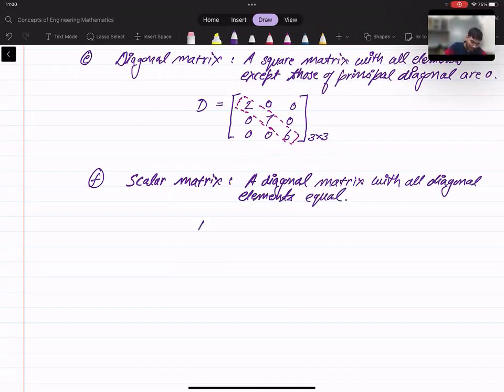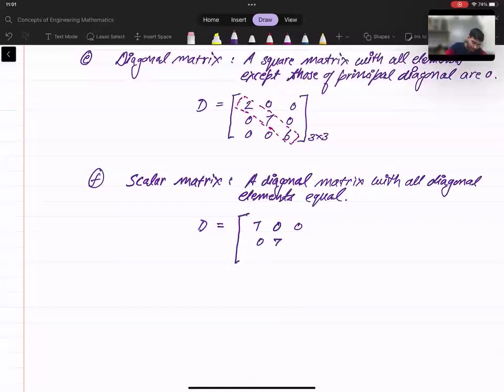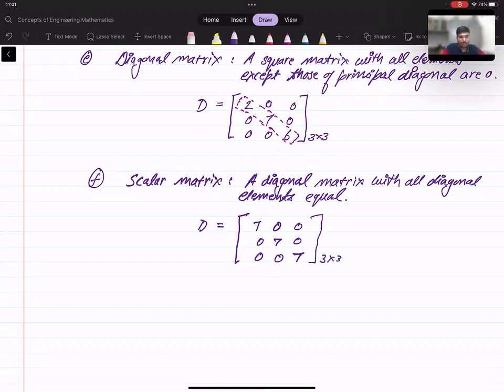So suppose again we have the matrix D, but in this case now all the diagonal elements will be same. Say this is 7 0 0, 0 7 0, and 0 0 7. So this is a diagonal matrix of the order 3. Here you can see that this is a diagonal matrix because all the elements except the diagonal are 0, and it is also a scalar matrix because all the diagonal elements are same. So this is an example of the scalar matrix.